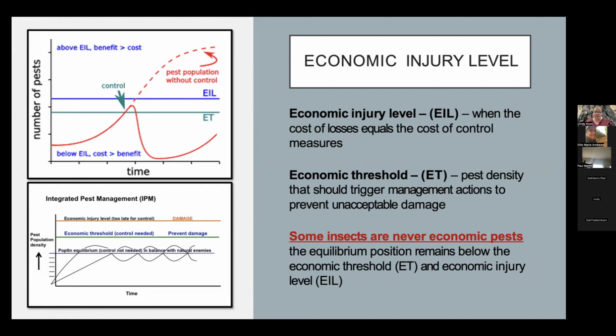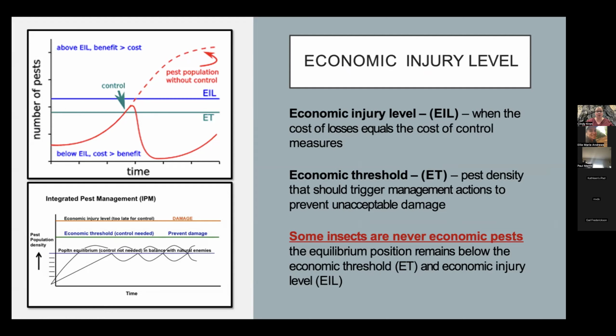by applying the control measure. So what we have is this economic threshold, a point in which it tells us, okay, we've got to do something because insects don't immediately respond. When you apply a control measure, it doesn't immediately kill them or suppress the population. It takes a little time.